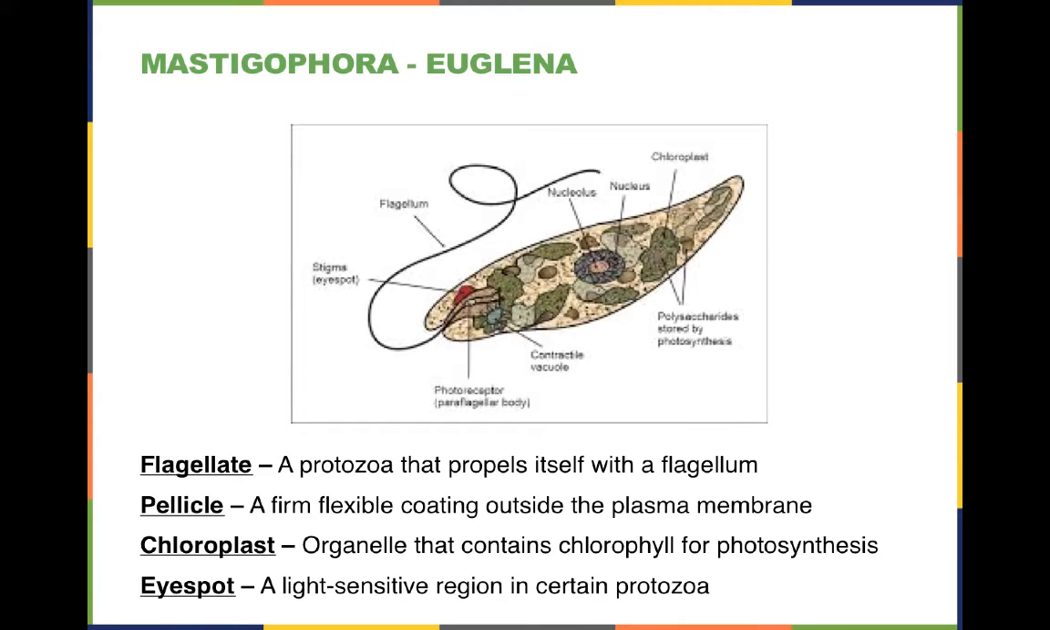Now the euglena also has an area right here called the eye spot or stigma. The eye spot is a light-sensitive region that allows the euglena to position itself in an area where there is light. And obviously an organism that produces its own energy by photosynthesis has to be able to migrate toward the light and find areas where light is plentiful.